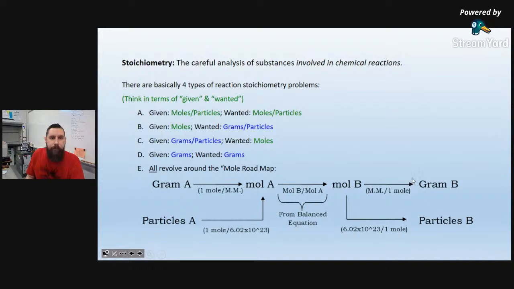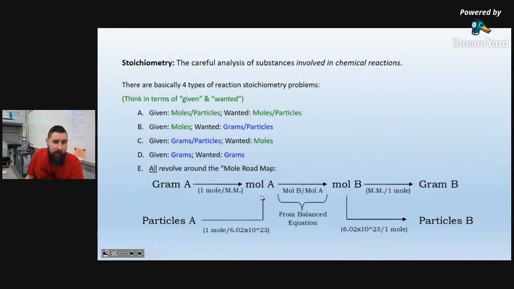Third type, though, is when you're given grams or particles and you want moles. This is just the reverse of the second type. We're going to start with grams and use molar mass to find the moles, or start with particles, use Avogadro's number to find moles.